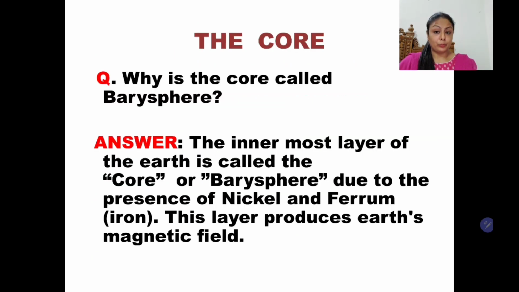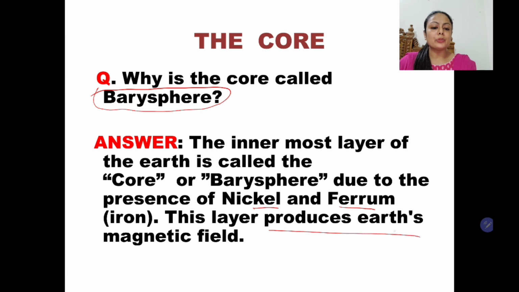So there are some questions about the core, and with the help of these we'll understand it better. Why is the core called barysphere? So this is a new term. The innermost layer of the earth is called core or barysphere due to the presence of nickel and ferrum. This layer produces Earth's magnetic field, and that's why the term barysphere is used.